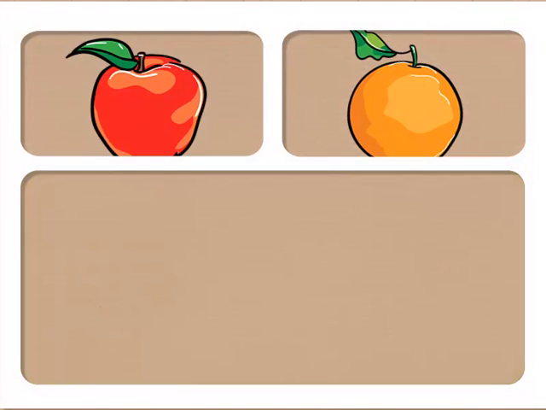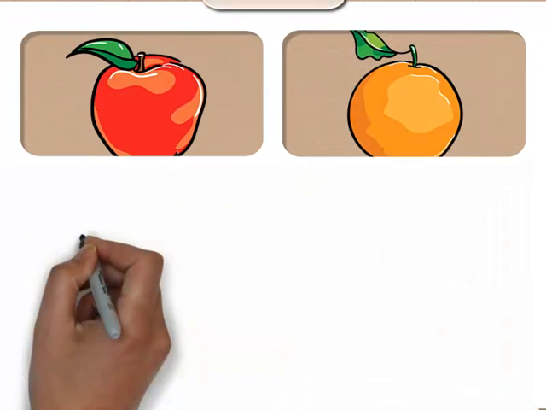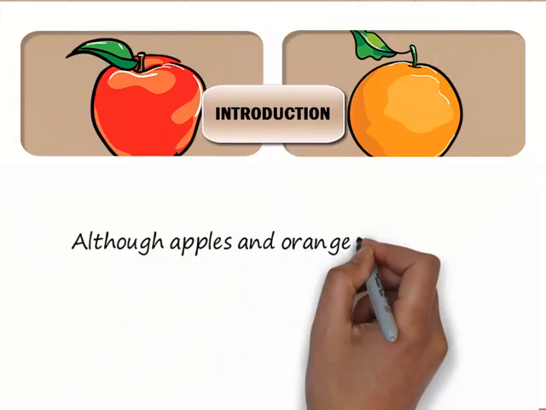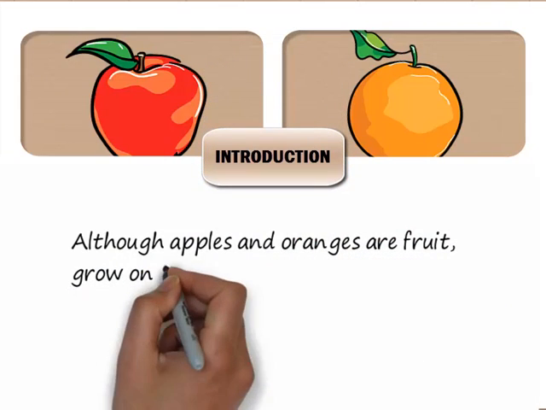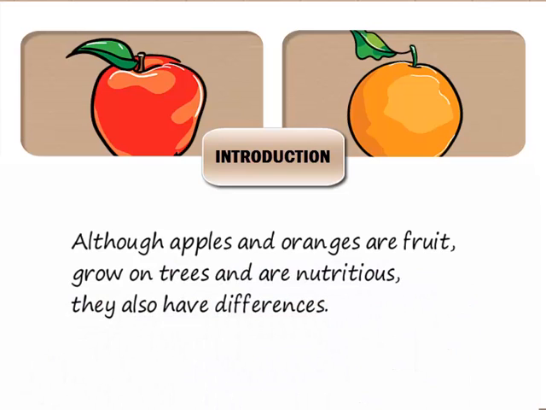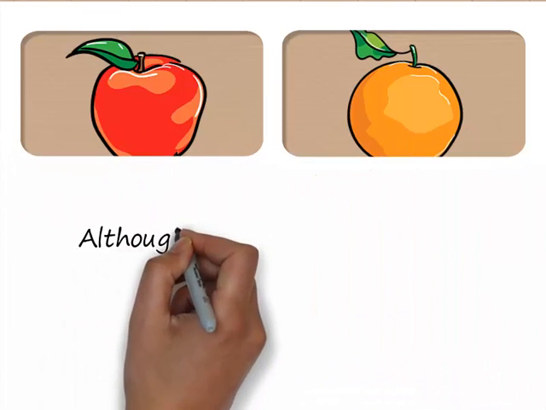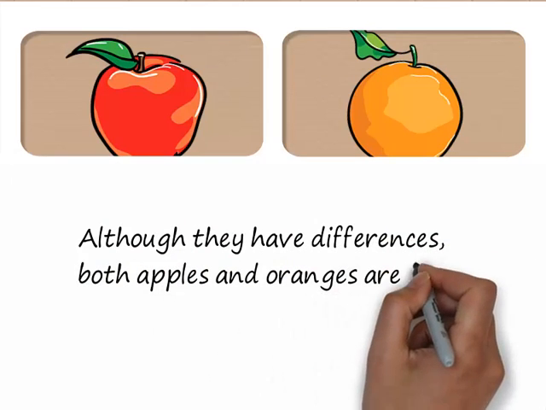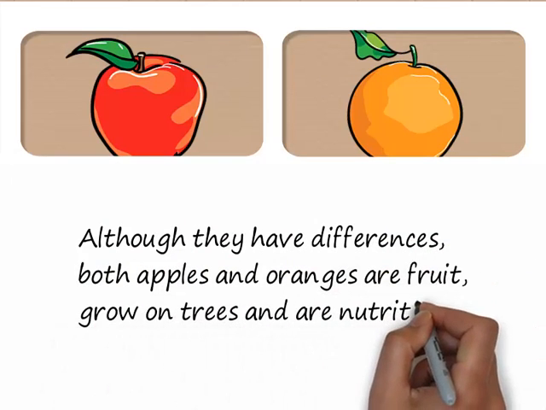We can start with an introduction explaining both the similarities and the differences, as we did before. Although apples and oranges are fruit, grow on trees, and are nutritious, they also have differences. Note that we can switch these sentences around. This good structure means we can flip it around the other way and also say, with the same meaning, although they have differences, both apples and oranges are fruit, grow on trees, and are nutritious.